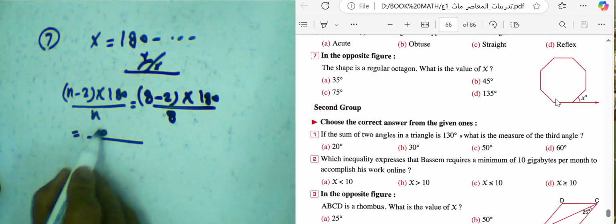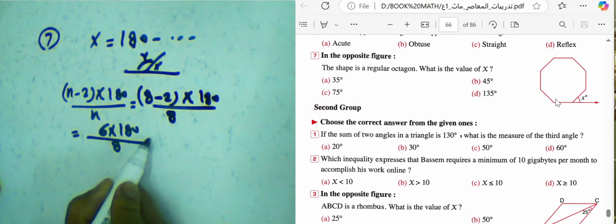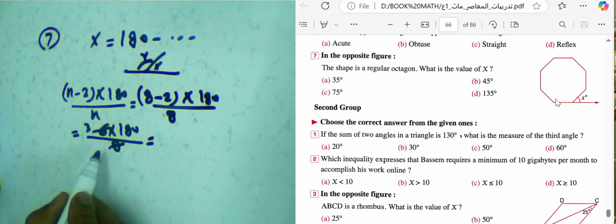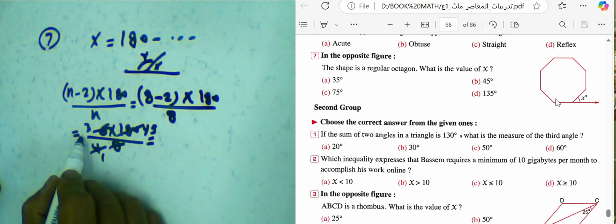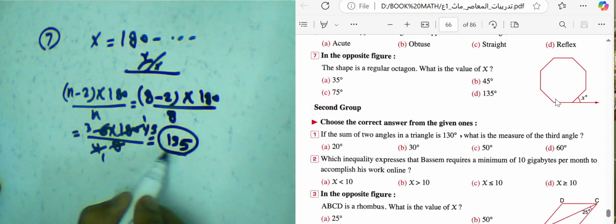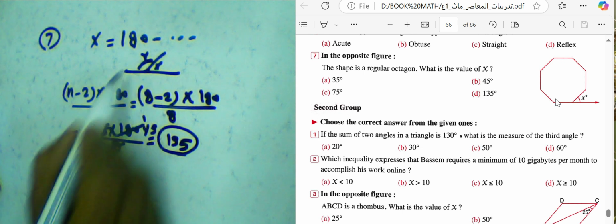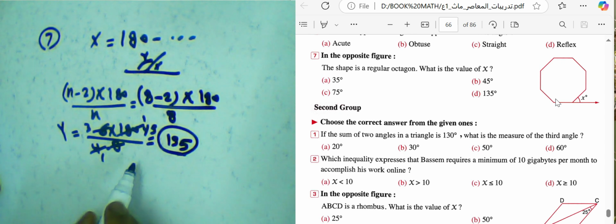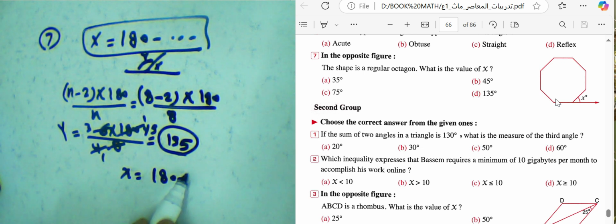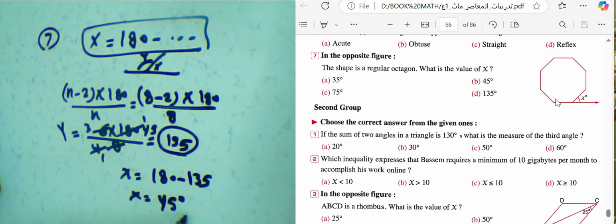So you can write 8 minus 2 is 6, 6 multiplied by 180 over 8, and then you can simplify it. 6 divided by 2 equals 3, and 8 divided by 2 is 4. 180 divided by 4 equals 45. 45 times 3: 3 times 5 is 15, 5 and carry 1, 3 times 4 is 12 plus 1 equals 13. So the measure of this angle y will be 135. So you can find the measure of angle x: 180 subtracted by 135. Then the value of x will be 45. The measure of angle x equals 45 degrees.